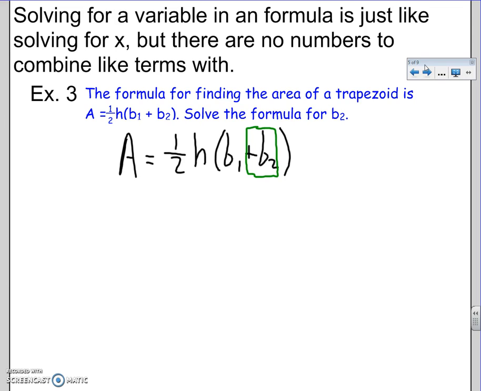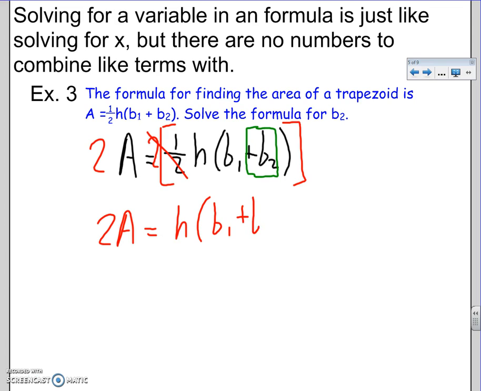Well, we usually work on the outside first. To get rid of that 1/2, I just divide by it. Or let me do a different thing. If you have a fraction and you're trying to get rid of fractions, I'm going to recommend multiplying both sides by the denominator. I multiply both sides by 2. So really I have 2a equals h times, because these cancel right here, (b1 plus b2).